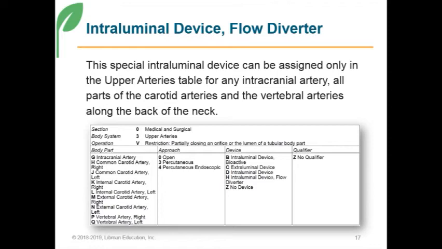So that doesn't mean that they couldn't use, like the Pipeline or the Surpass stent, someplace else in the body. It just means that we won't have a specific device value for those. We just code intraluminal device for it then. But this is specifically to track how this particular device works in these vessels that feed the head.